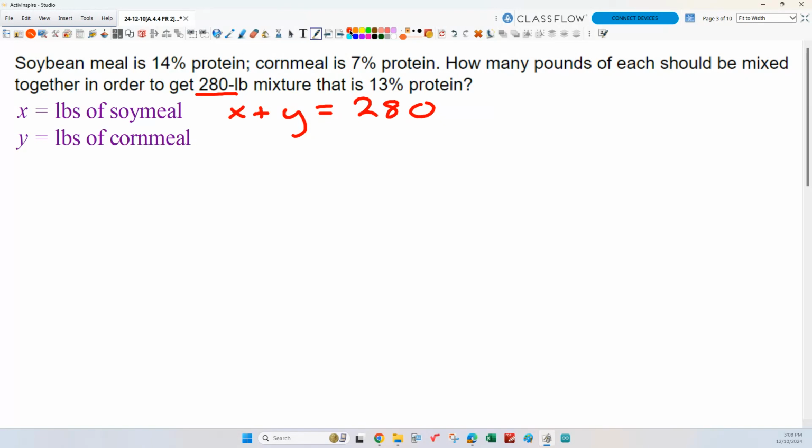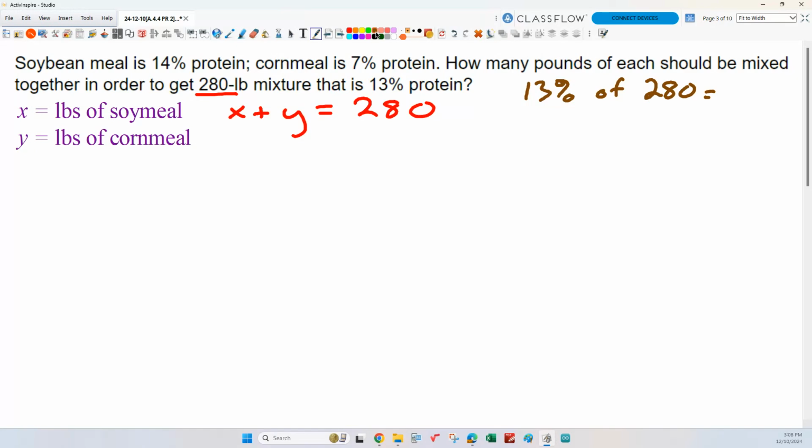13% by itself doesn't tell me anything, because is it 13% of 1 ounce or is it 13% of 1 ton? There's a big difference, right? I need to know 13% of what? So 13% of 280. Now let's pause for a second and think about that. How would I say that? 13% of 280. How do we do that mathematically? If I want to take a percentage of something, how do we deal with that?